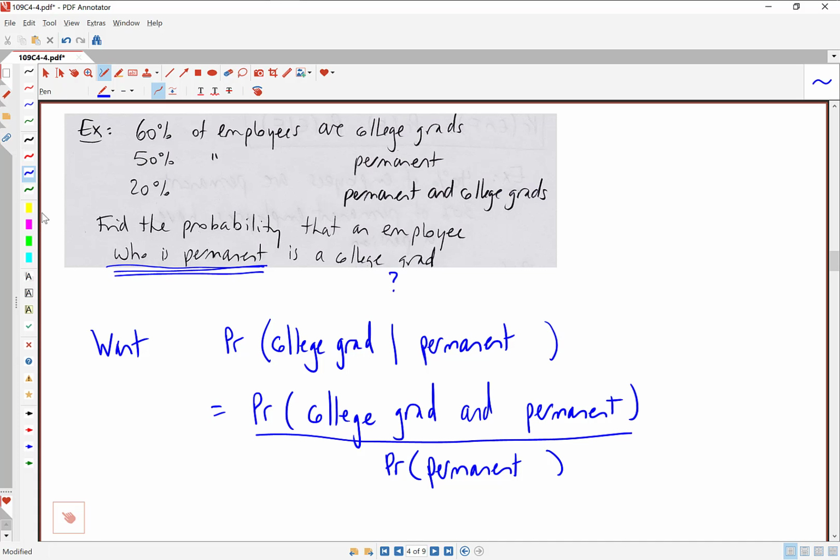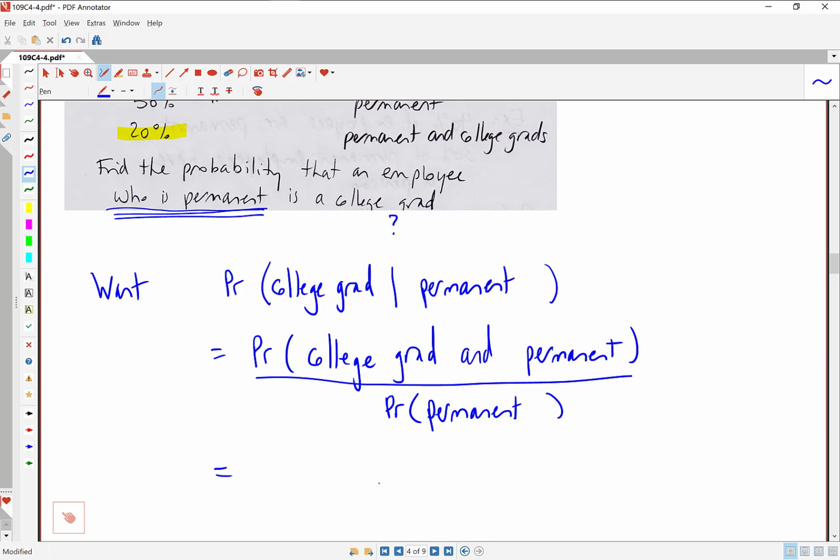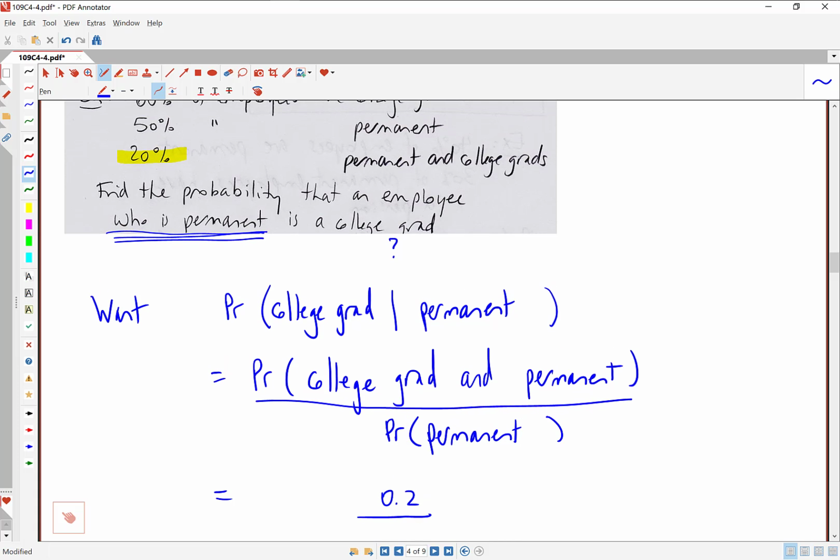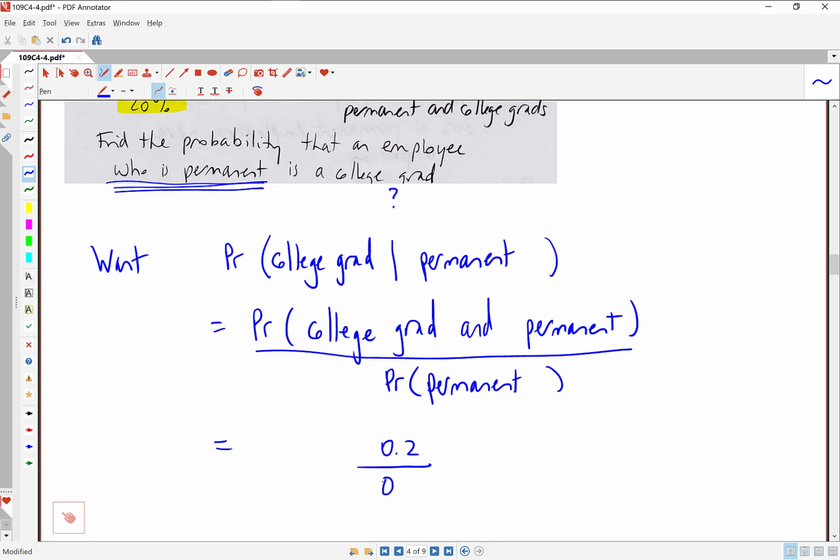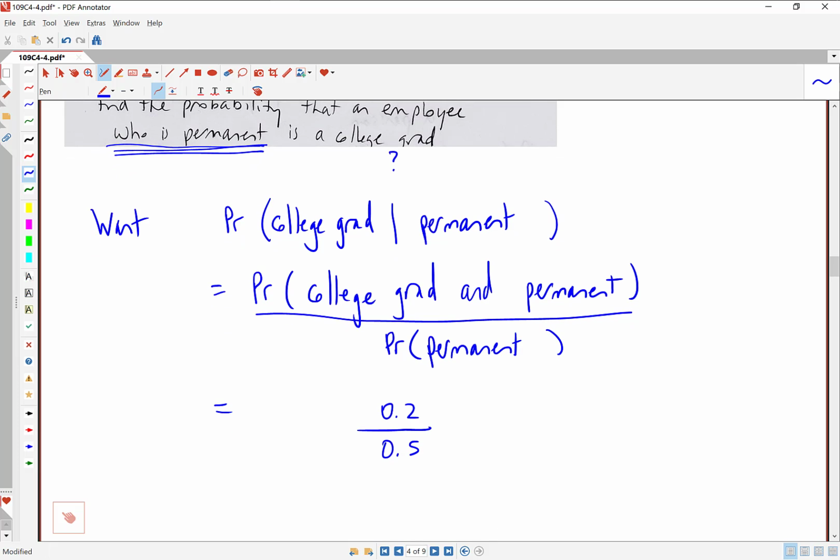So we should have all the correct numbers in the question. Probability that someone is a college grad and permanent is this number here, 20%. So we're going to turn that into a decimal and just call that 0.2. And we're going to divide that by the probability that an employee is permanent. So that would be 50%. So we're dividing by 0.5. And there we go, 0.2 divided by 0.5 is 0.4. In other words, 40%. So given that an employee is permanent, 40% probability that they are also a college grad.